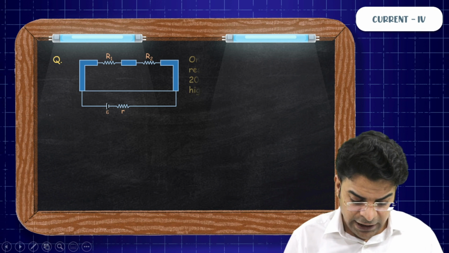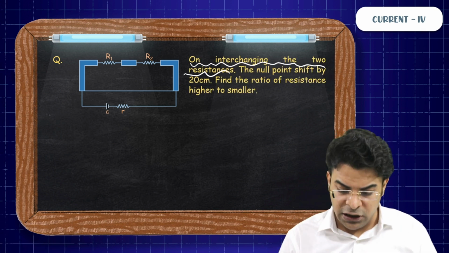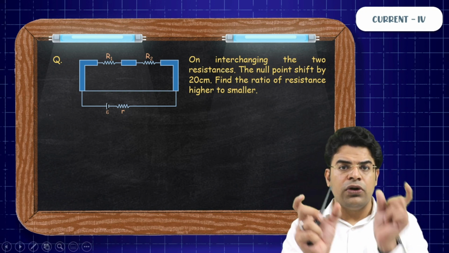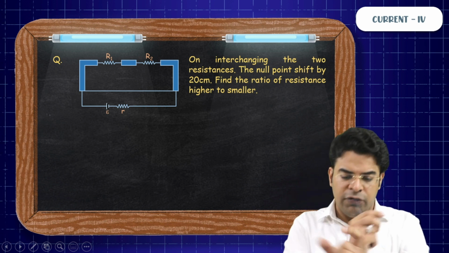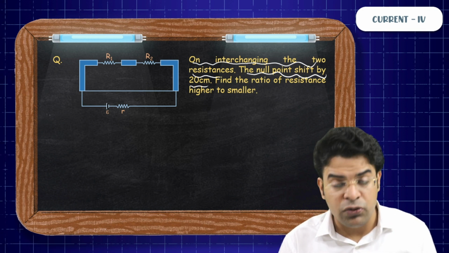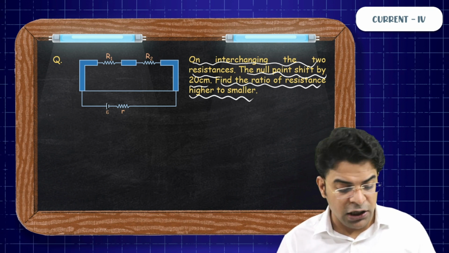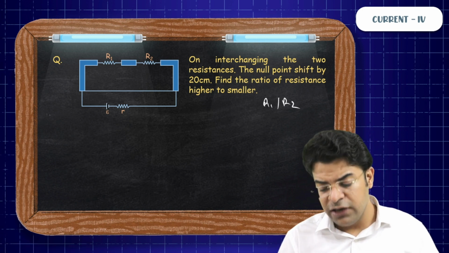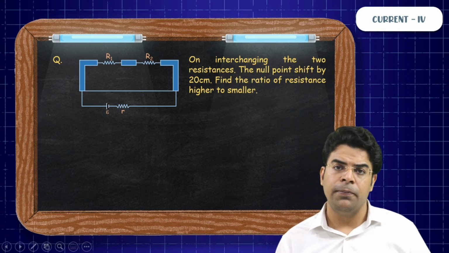So the question goes like, on interchanging the two resistances in the two gaps, the null point shifts by 20 centimeter. So if you take out R1 and R2 and place R1 in place of R2 and R2 in place of R1, on interchanging the two resistances, the null point shifts by 20 centimeter. Find the ratio of resistances of higher to smaller. So if R1 is greater than R2, what is R1 by R2? And if R2 is greater than R1, what is R2 by R1? That is your mission to find.